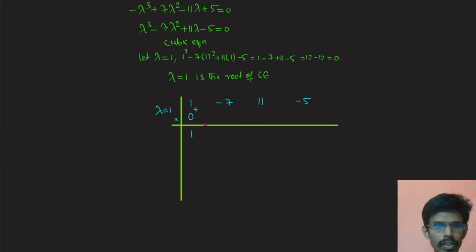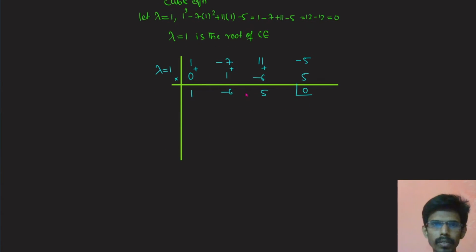Now multiply with this term, 1 into 1 will be 1, write down here. Now add these two, I'll get minus 6 here. Now multiply this with lambda equal to 1, we have minus 6. Now add these two, we have 11 minus 6, that will be 5. Multiply this 5 with lambda equal to 1, this will become 5. So we'll get 0 here.